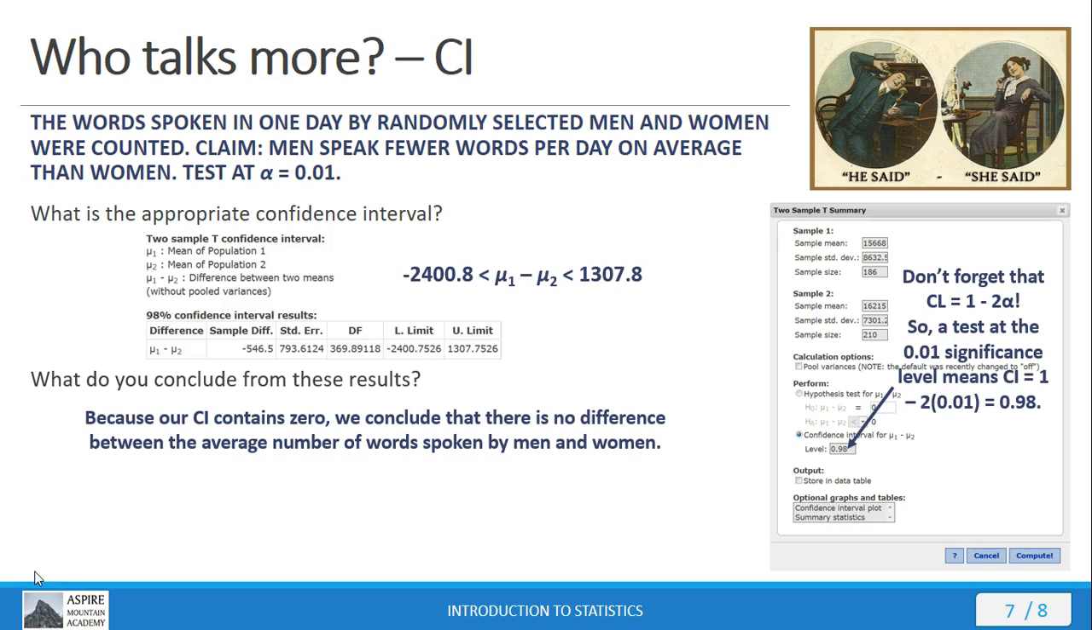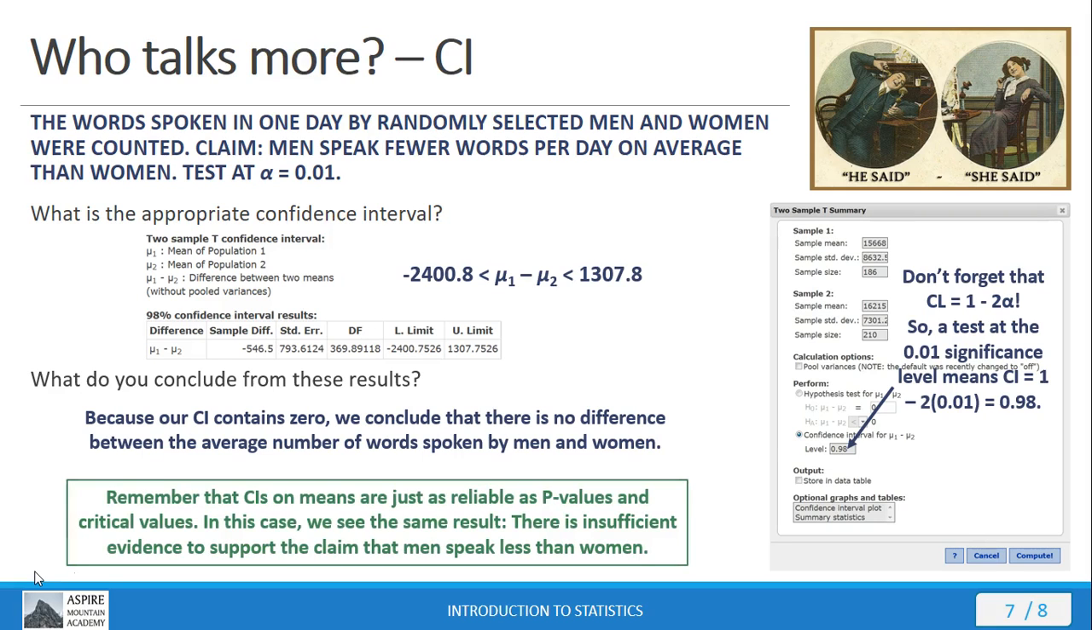This idea that one gender speaks more than the other seems to be a little sexist here. However, remember, confidence intervals on means are just as reliable as our formal hypothesis testing methods, so we're going to get the same result. There's insufficient evidence to support the claim that men speak less than women.